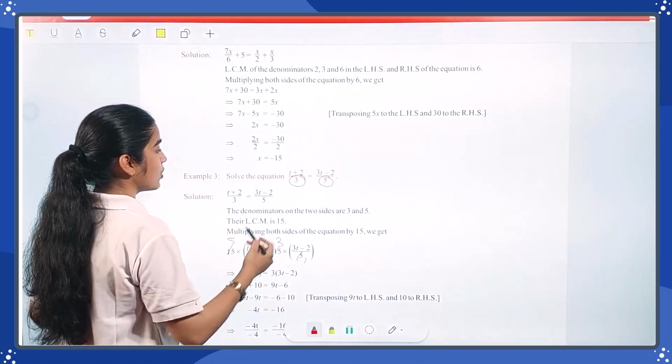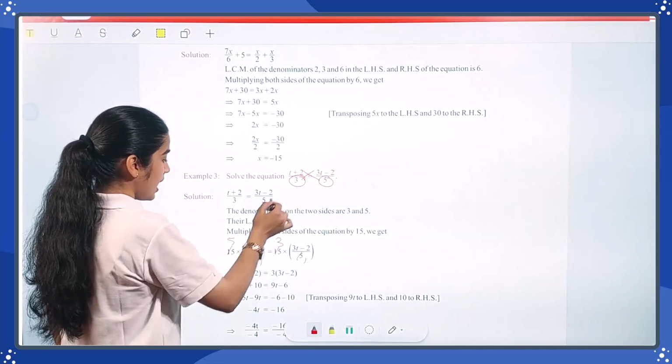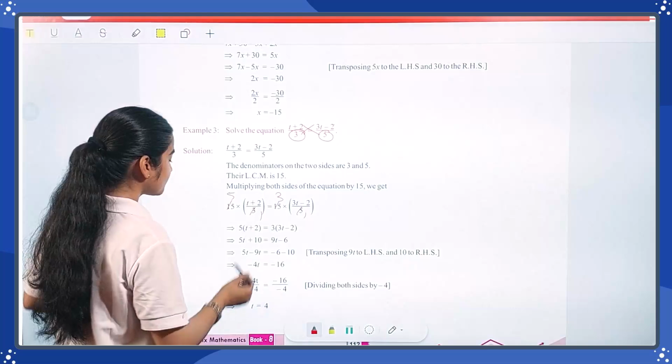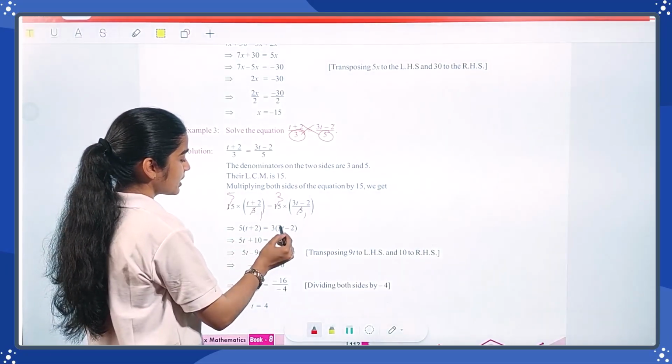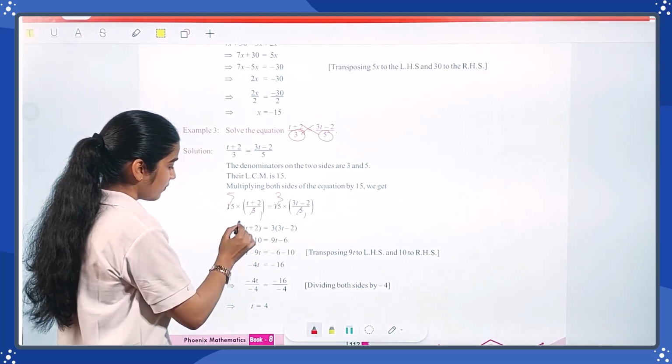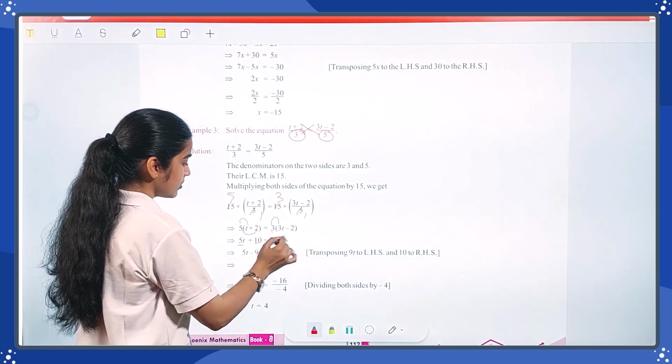Again, I am saying if you want to take the cross multiplication, you can also take the end result of this method, and this method is similar. Now 5t plus 2, 3t minus 3 multiplied by 3t minus 2. 5t, 5 2s are 10, 3 3s are 9, 3 2s are 6.